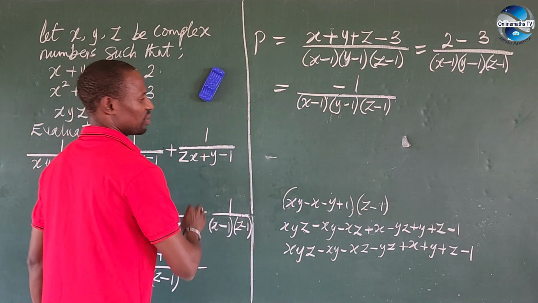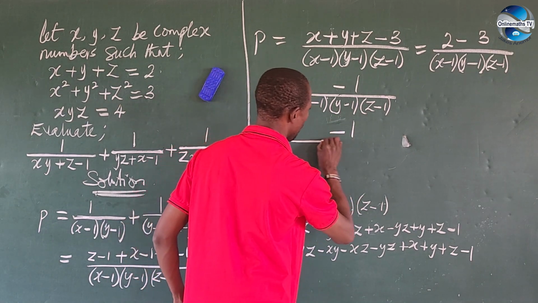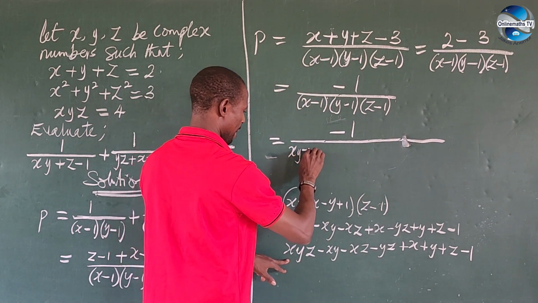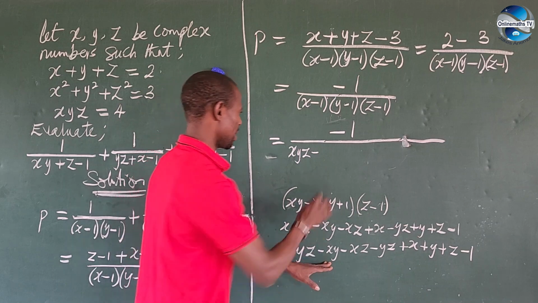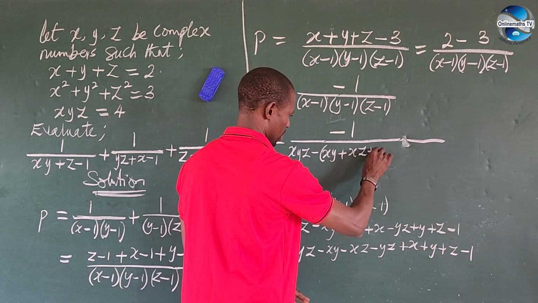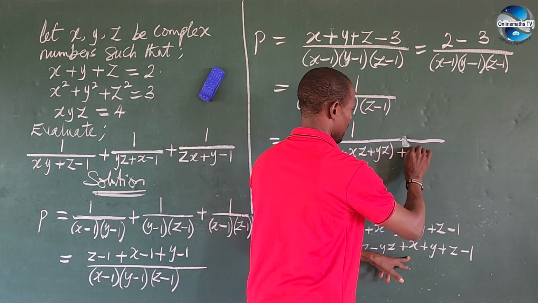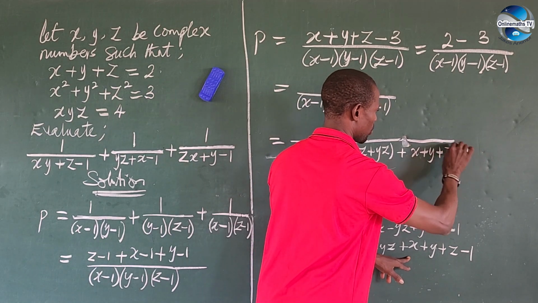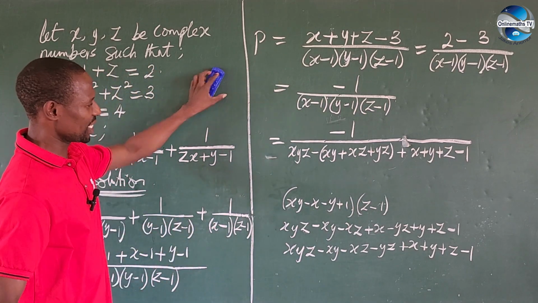No. Now let's write this here so that we look at what we do next. So this is equal to minus 1 all over xyz, minus. Now you discover that here we're having minus, minus, so we can bring out the minus sign here. So we're going to have xy plus xz plus yz, close bracket, plus x plus y plus z, minus 1. Any confusion?